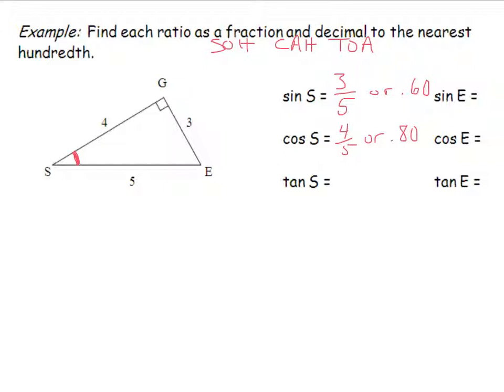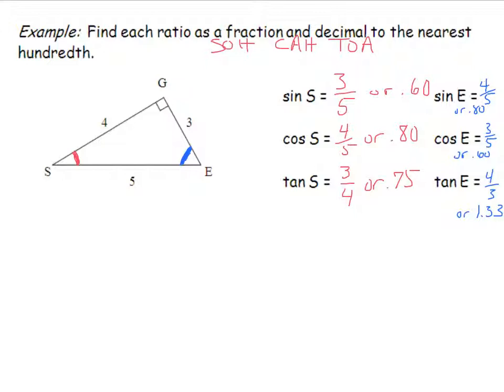The last one here for angle S is tan, and tan uses the opposite leg over the adjacent leg. So the opposite leg for the angle S is 3, and the adjacent leg to angle S is 4. So I would say we are dealing with 3 over 4, otherwise known as 0.75. So what I would like for you to do is go ahead and switch up your angle to the angle E and do sine, cosine, and tangent on your own. Come back and we'll take a look and see what our answers are.